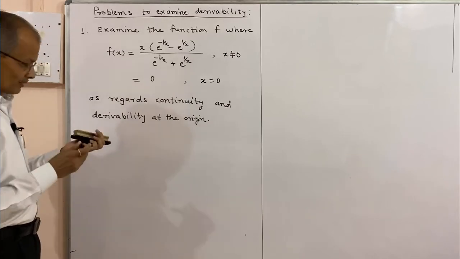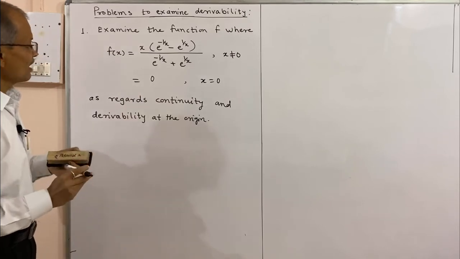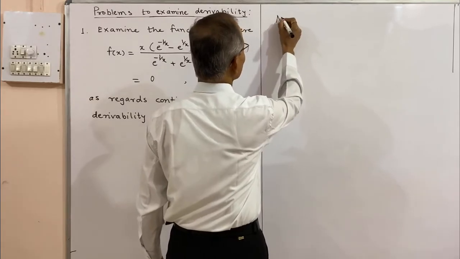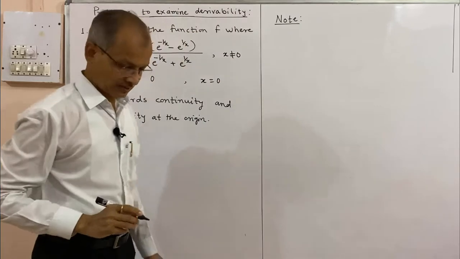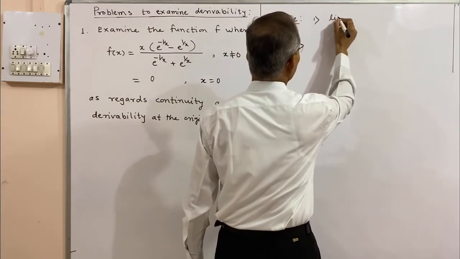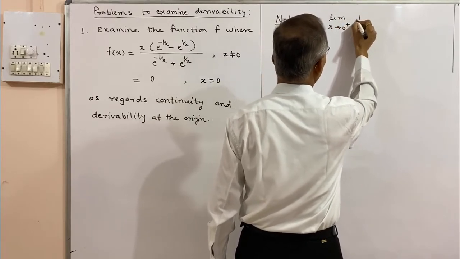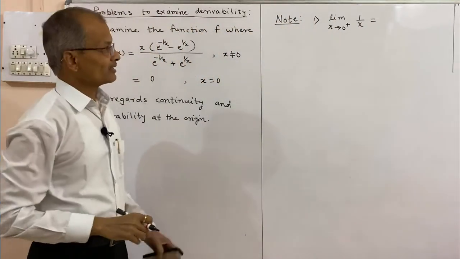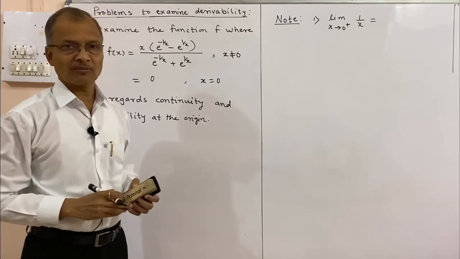But for that purpose, we shall consider a note, and then we will consider the solution of this problem. So for a note, I shall write here. We will see some limits. First we shall consider the limit as x tends to 0 from the right of 1 by x. So what will be this limit? As x tends to 0, means x becomes nearer and nearer to 0, what will be 1 upon x.